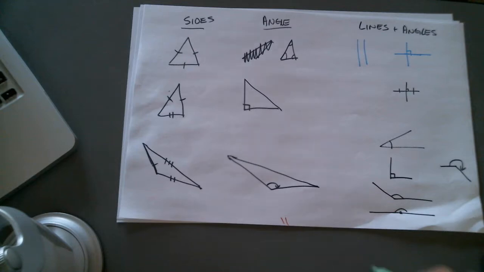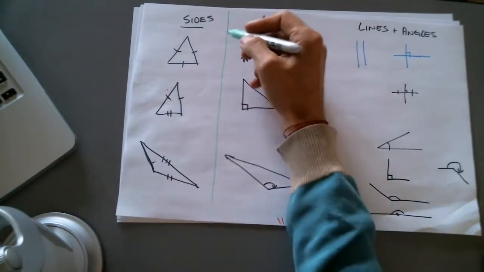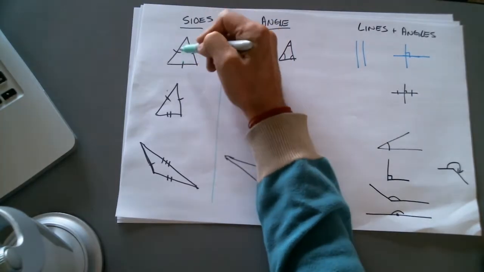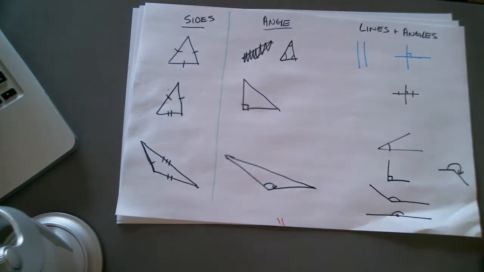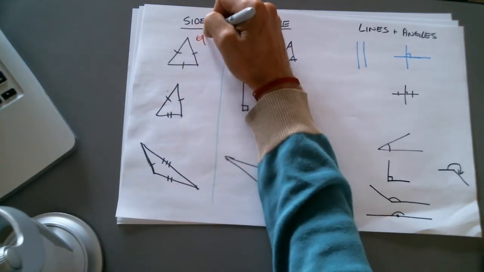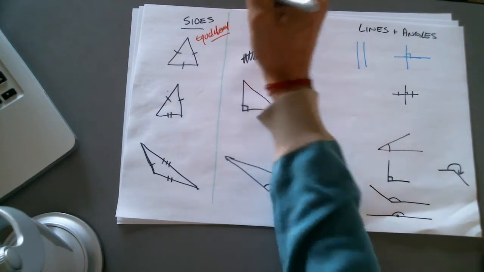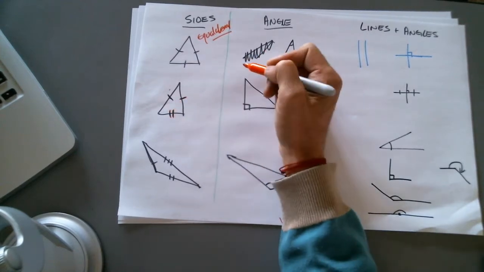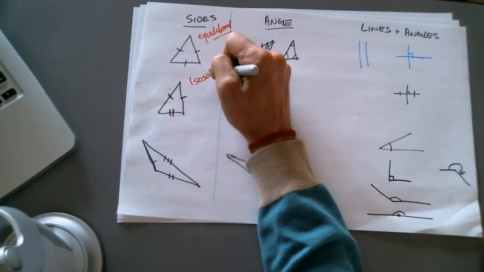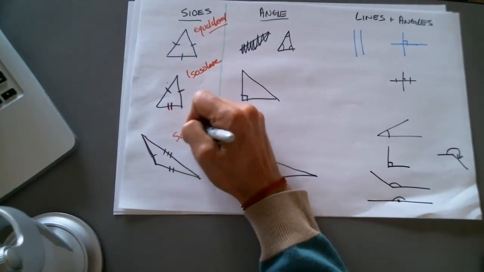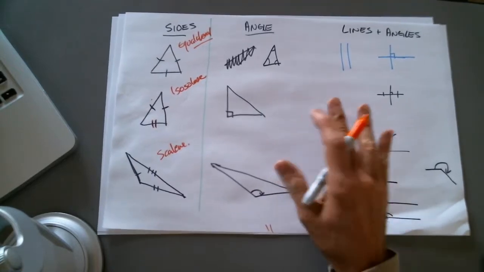So triangles. Remember, there's two different ways to categorize triangles. First one is by side length. If all of them are the same, remember these hash marks here? Those hash marks show you that the sides are equal. So if I have three of the same hash marks, it says all sides are equal. This is an equilateral triangle. This one here, I've got two sides that are the same, one that's different. This is an isosceles triangle. All three sides are different. This is a scalene.